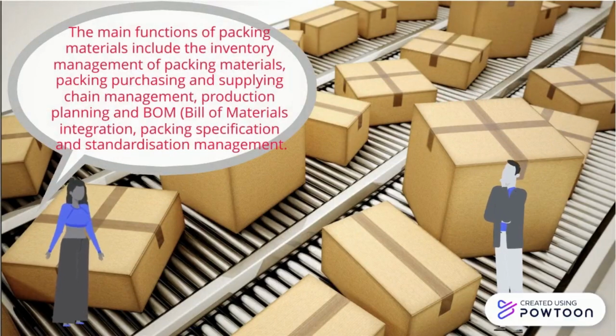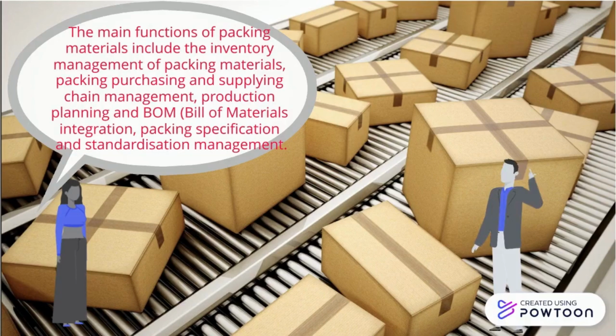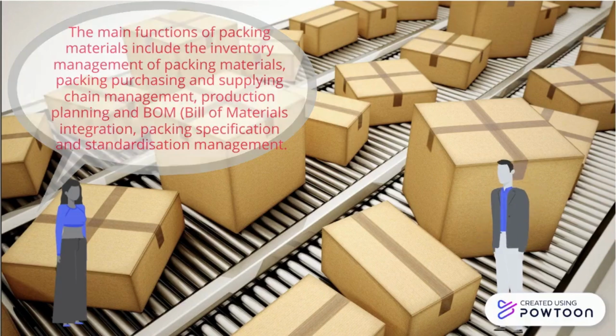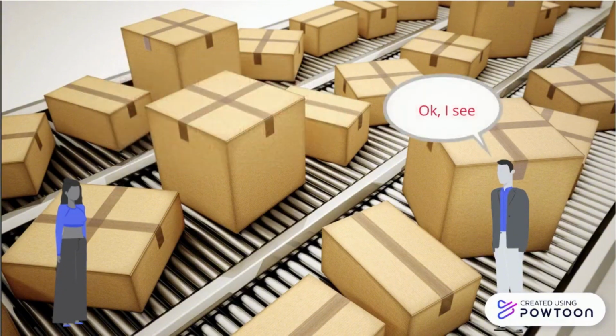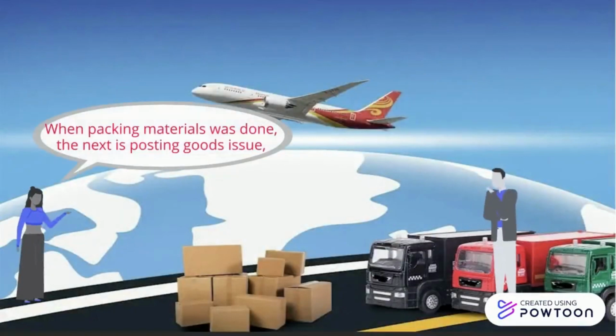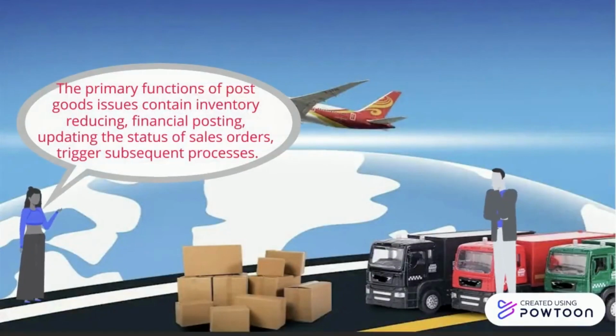The main functions of packing materials include the inventory management of packing materials, packing purchasing and supply chain management, production planning and BOM (bill of materials) integration, packing specification and standardization management, packing costs accounting and optimization, shipment and warehouse management, environmental protection and recycling management. Okay, I see. When packing materials is done, the next is posting goods issue.